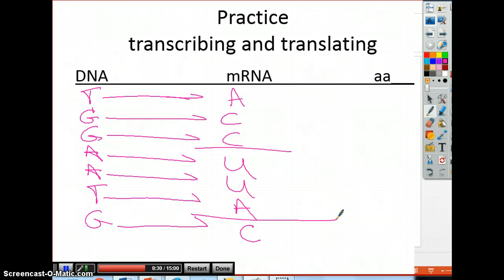ACC, threonine, UUA, leucine. And like I said, there'd be really more to this messenger RNA until it hit the stop codon. Threonine, leucine, plus the other amino acids hooked together. We just made the protein. Maybe it was the protein amylase, which helps you break down starch in your body.